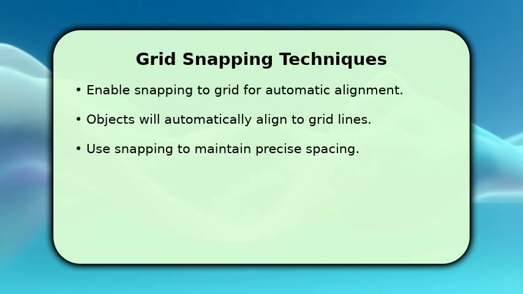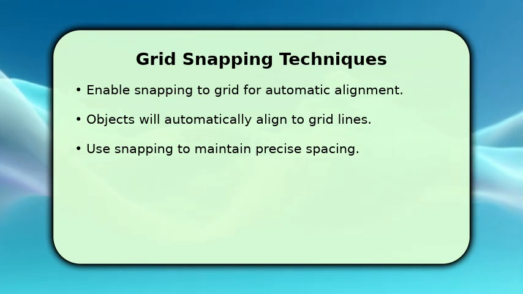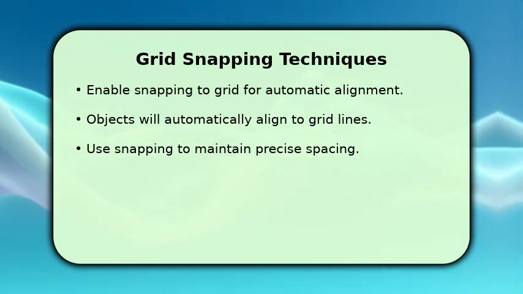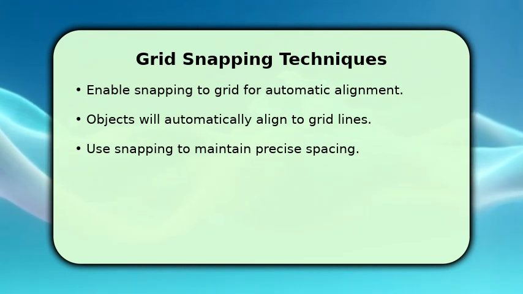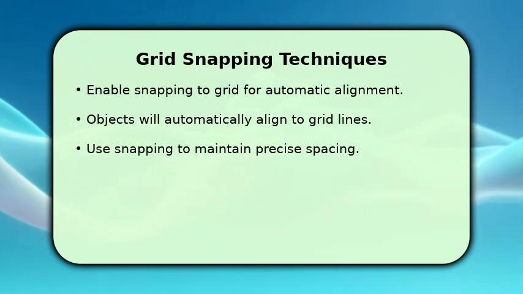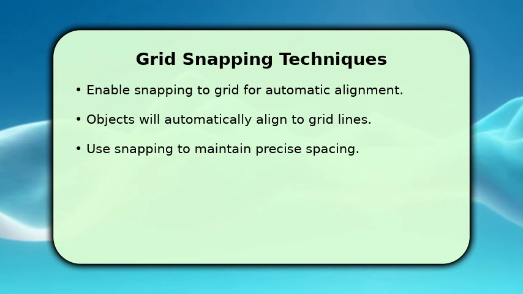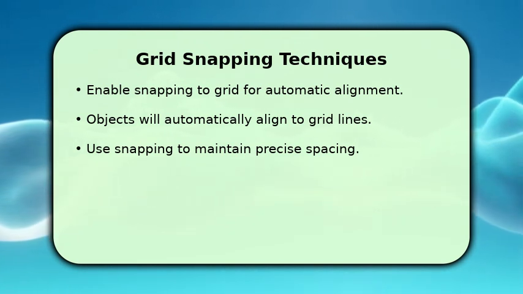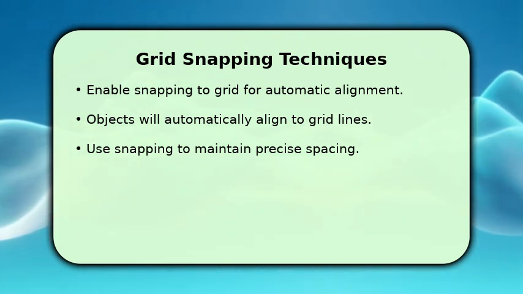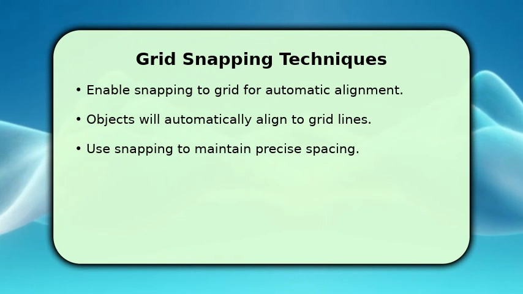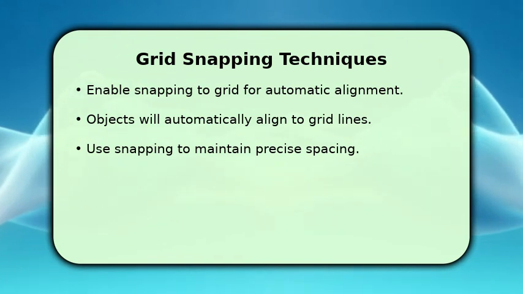Once your grid is visible, the next powerful feature is grid snapping. When enabled, your objects will automatically snap to the nearest grid line as you move or resize them. This eliminates guesswork and ensures perfect alignment without manual adjustments. It's incredibly useful for maintaining consistent margins and spacing, making your design process much more efficient and accurate. This feature is a real time saver.